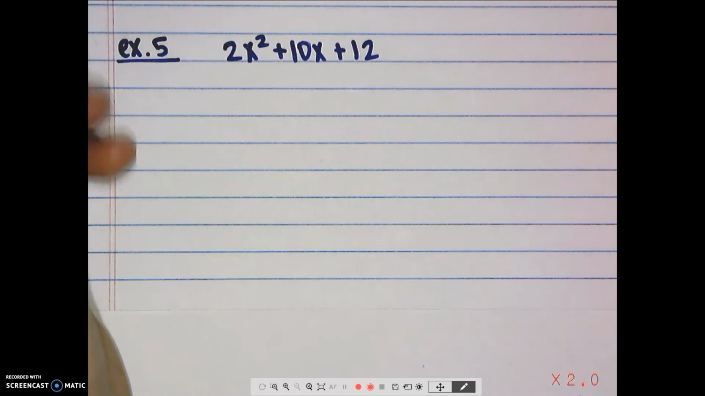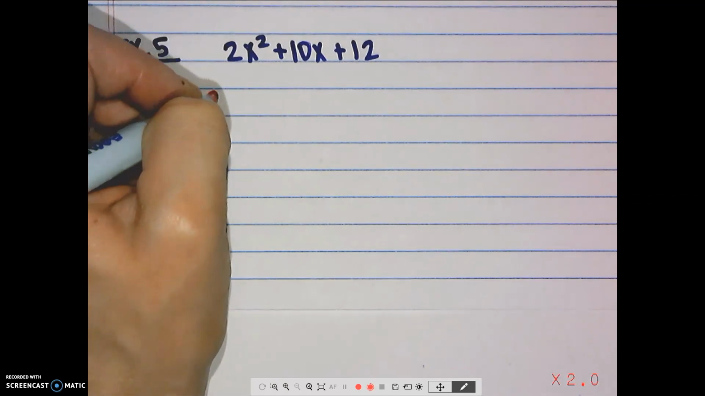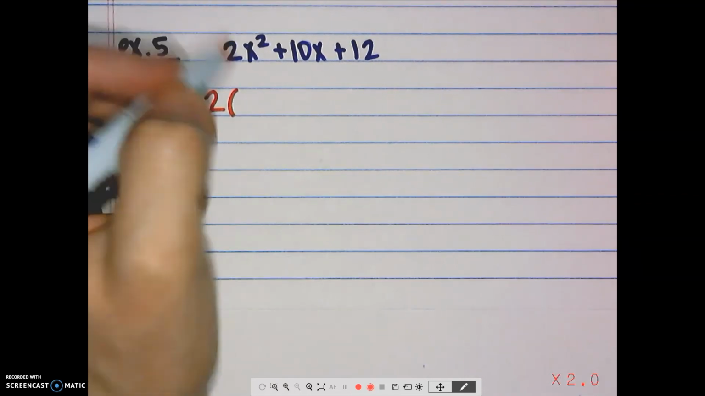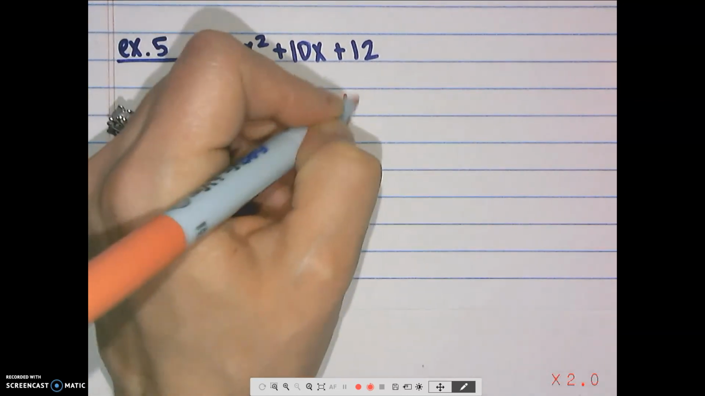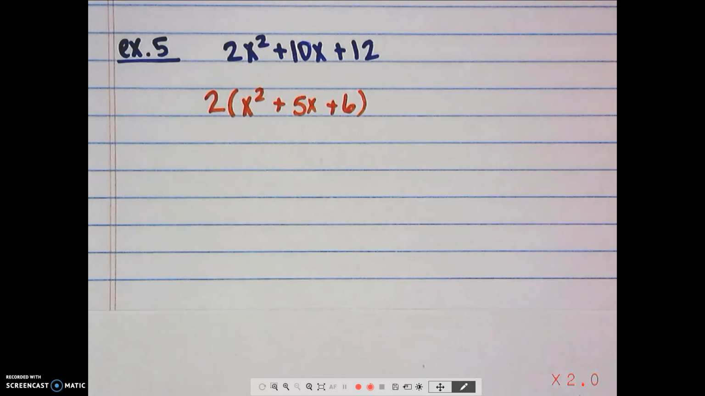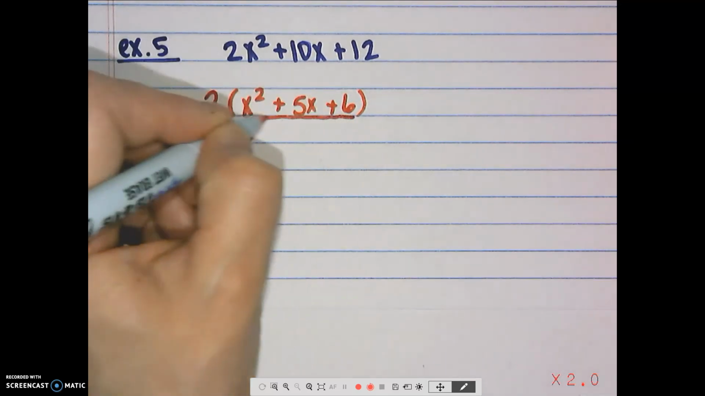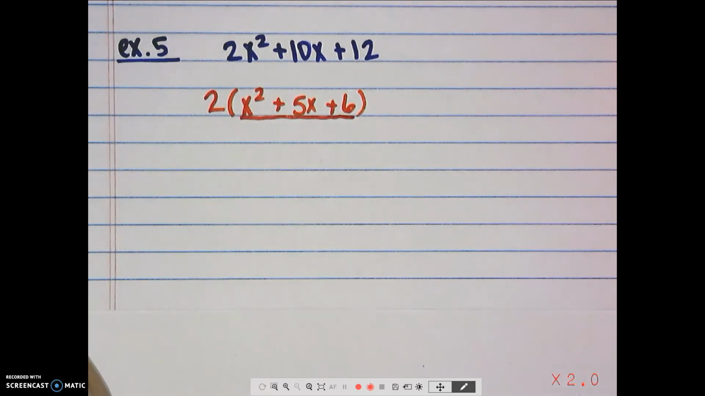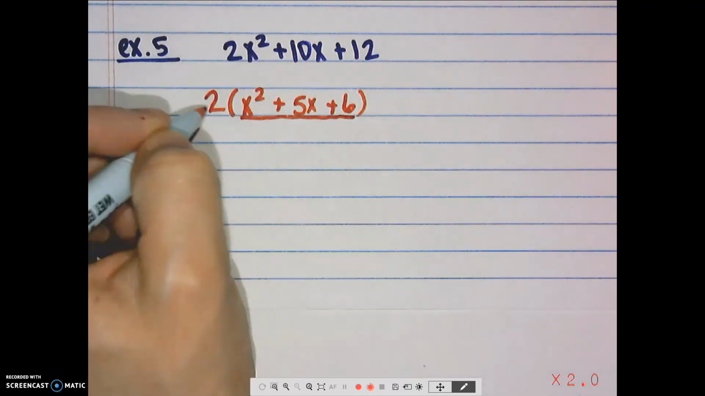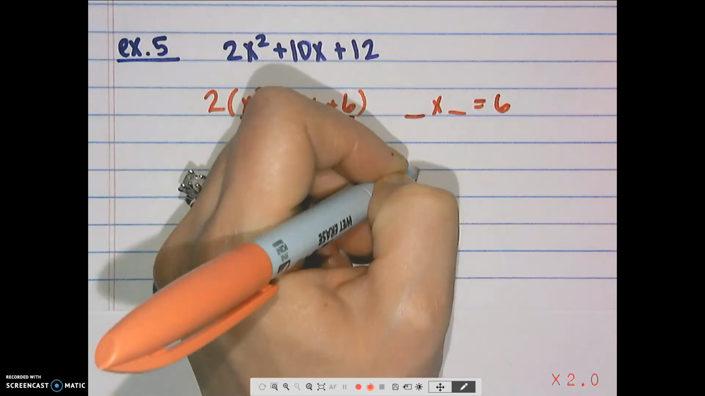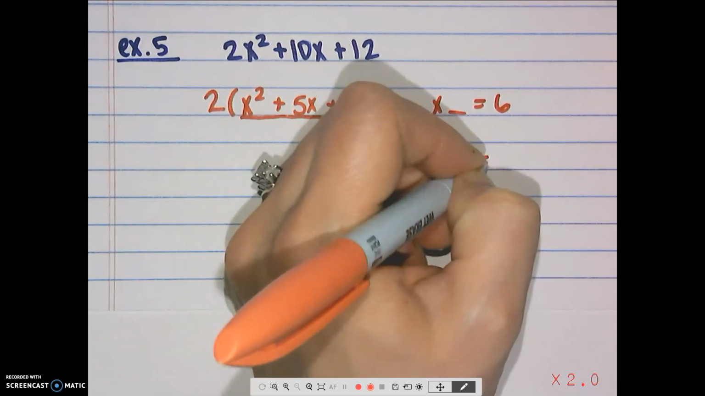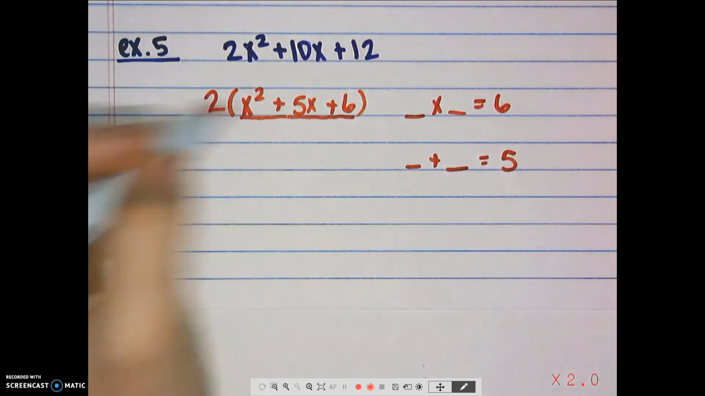What we've talked about previously was looking for a GCF, so that's the first thing we're going to do here. They all have a 2 in common, and factoring that out would leave 2 times x squared plus 5x plus 6. Now that we have this, we're going to look at this inside piece to see if that can factor more. So we're ignoring the 2 right now. We need two numbers that multiply to give us positive 6 and add together to give us a positive 5.